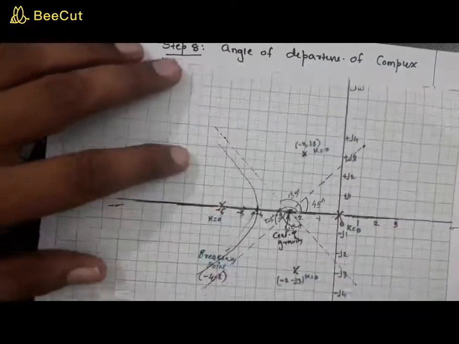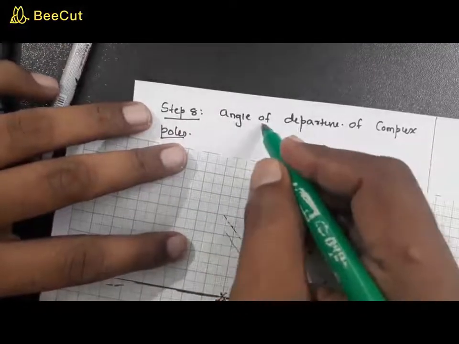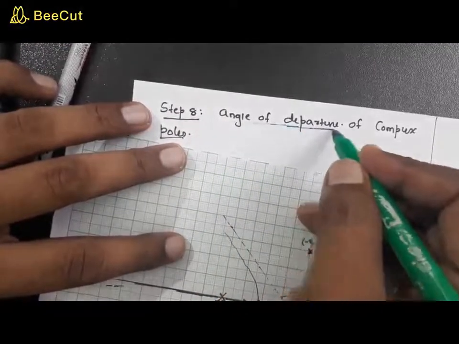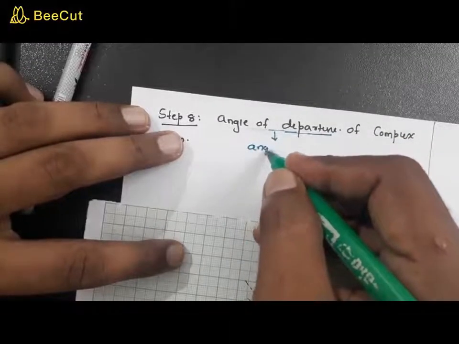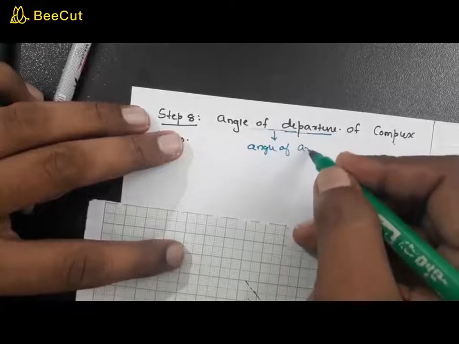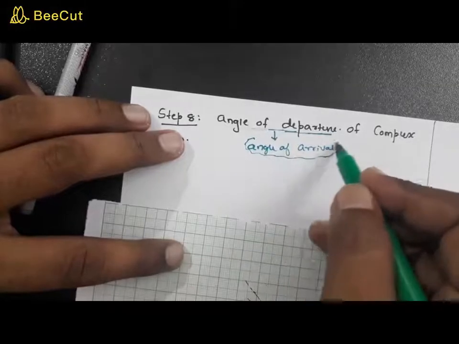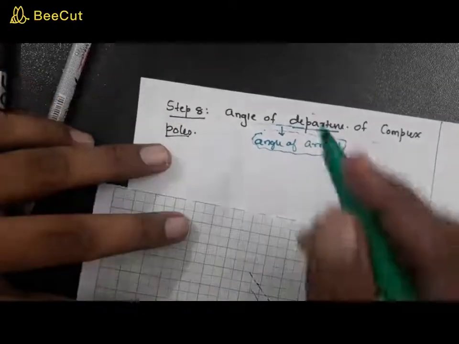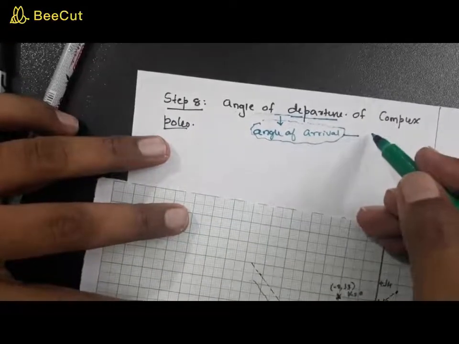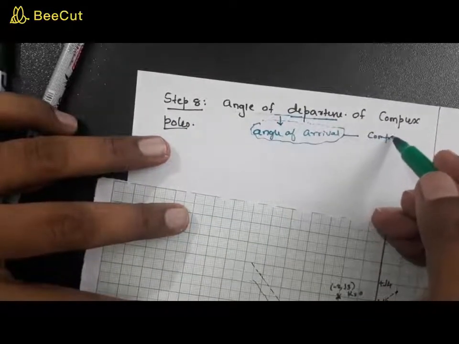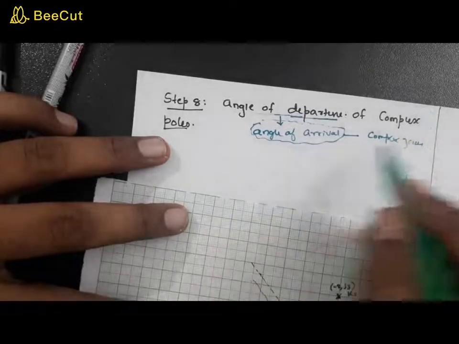Next step is step number 8. I'm going to introduce a term called the angle of departure. Along with this, you can also find another angle called the angle of arrival. If there is an angle of departure, then you will also have an angle of arrival. The angle of departure is for complex poles, and the angle of arrival is for complex zeros. So these are the two terms associated with complex poles and complex zeros.